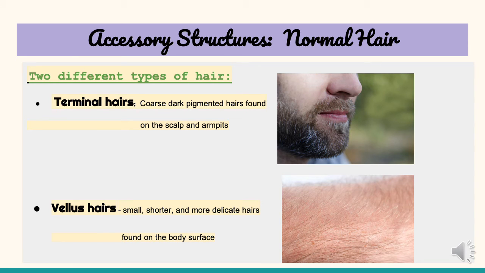There are two different types of hair on our bodies. Terminal hair, which is that coarse, dark, pigmented hair that's found on the scalp, the armpits, and facial hair of men. And then the vellus hairs are your smaller, shorter, more delicate hair found on the body surface.